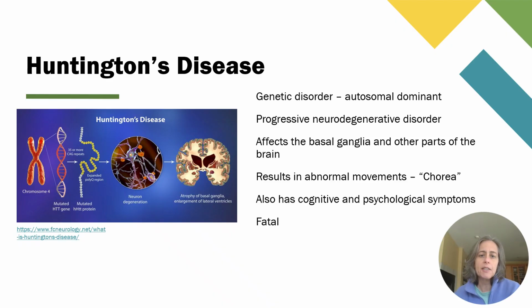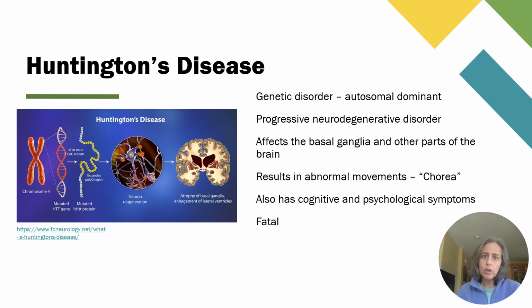Another disease that affects the basal ganglia that is also a progressive neurodegenerative disorder that is fatal is Huntington's disease. Now, this one we do know the cause. It's a genetic disorder. There's a genetic mutation that results in an abnormal protein, and it is inherited in an autosomal dominant fashion. So, if one of your parents has this disease, then there's a 50% chance that they pass that gene on to you and that you will have the disease as well.